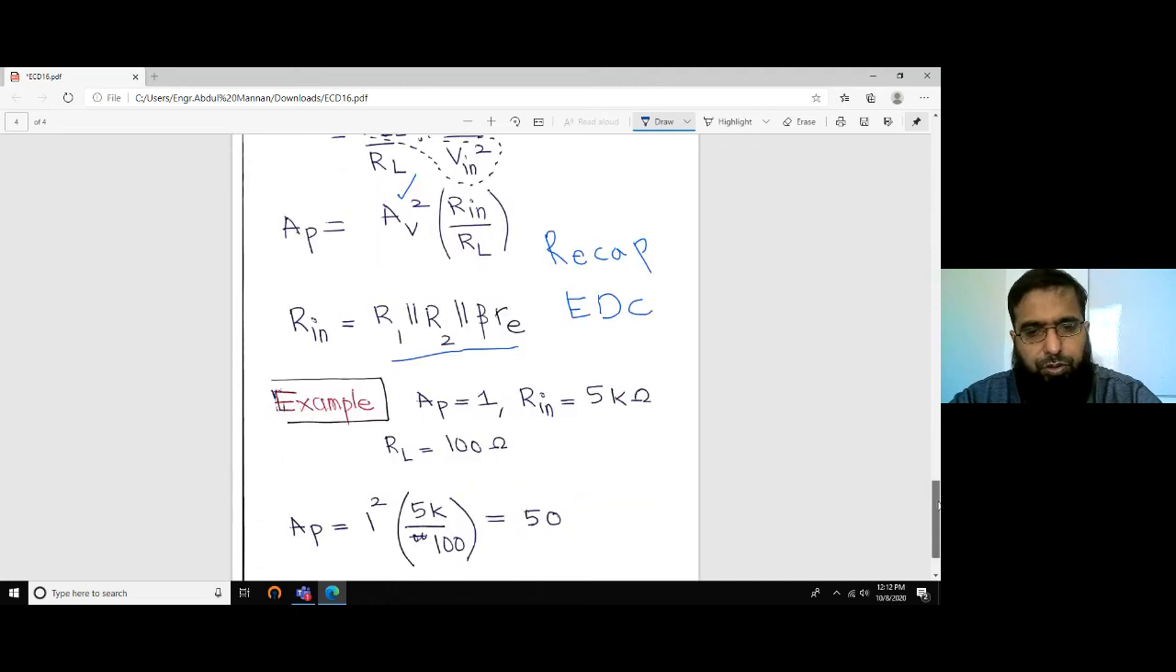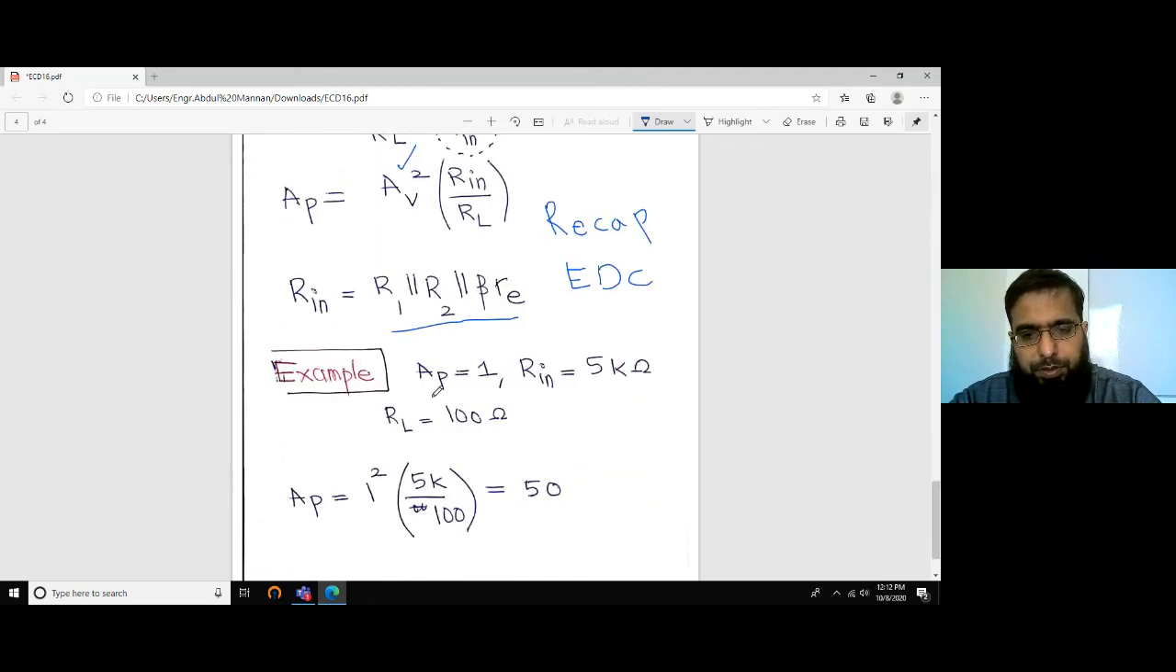And then we have to solve an example. It's not AP, it is AV, the voltage gain, that is given to be 1. Rin is 5K, RL is 100. We have to find AP. That's simple because we have to plug all the values of AV, Rin and RL. Everything is given, and AP comes out to be 50.